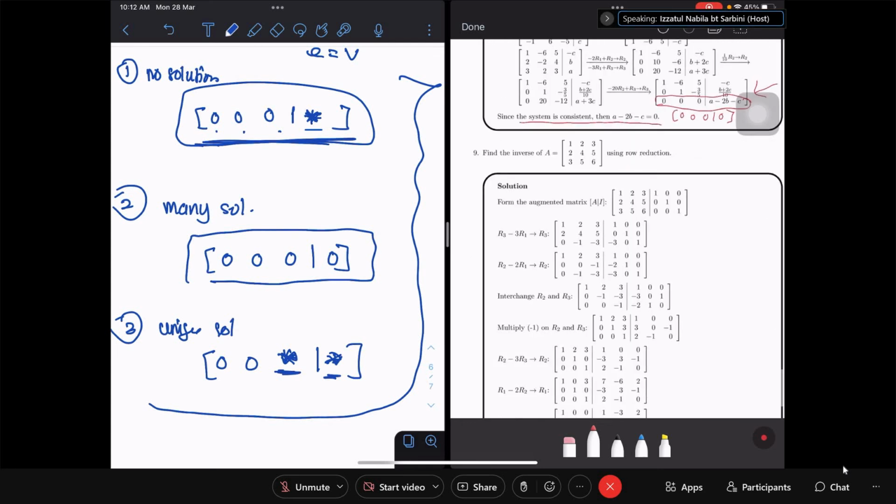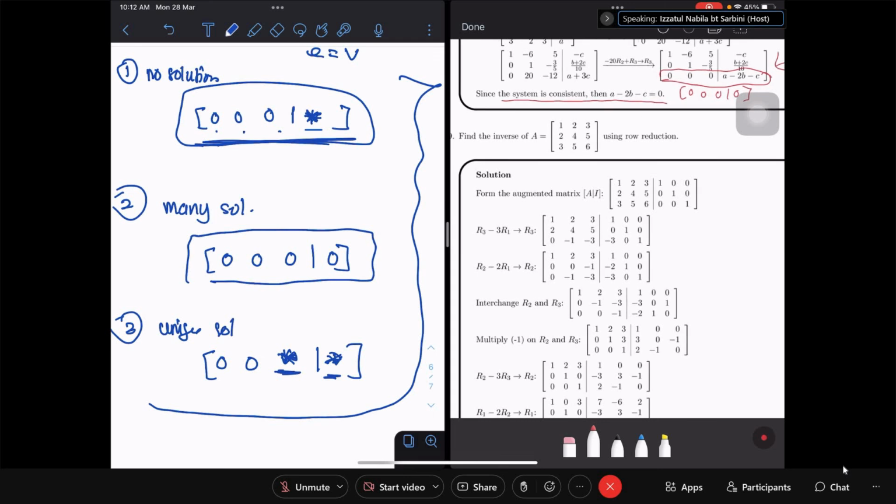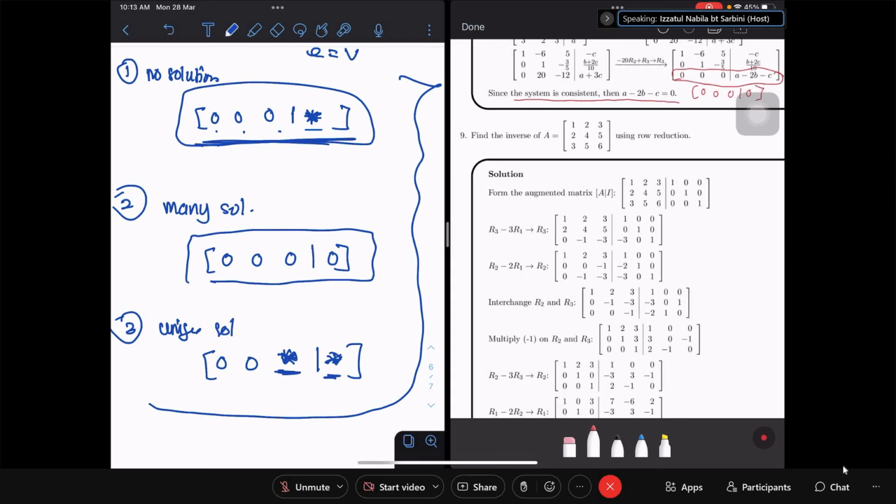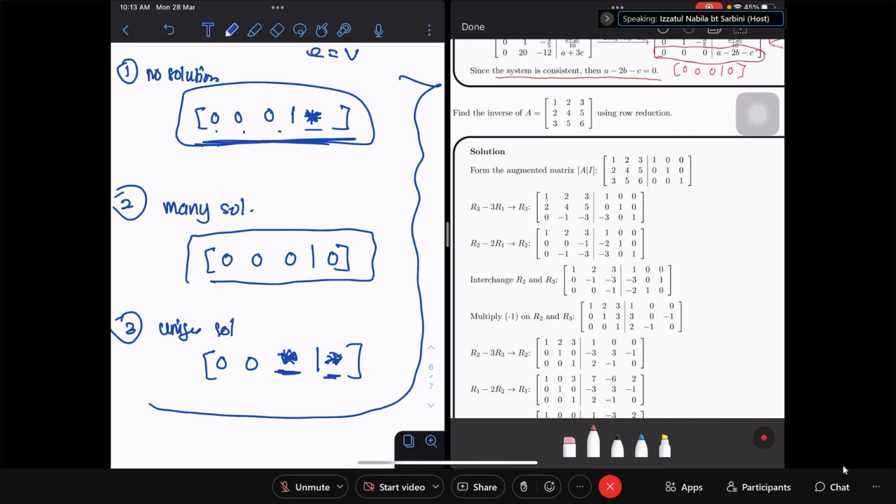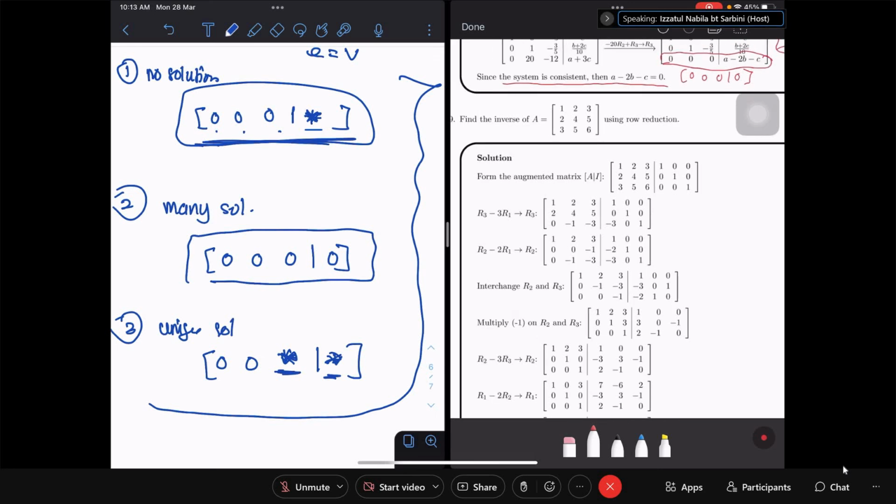Question 9, inverse. This is one way for you to find the inverse. Later in determinants in chapter 3, you're going to learn how to find the inverse using determinants. But this is how you find the inverse using row reduction. Semua guna row reduction. That's why you need to know how to do row reduction.